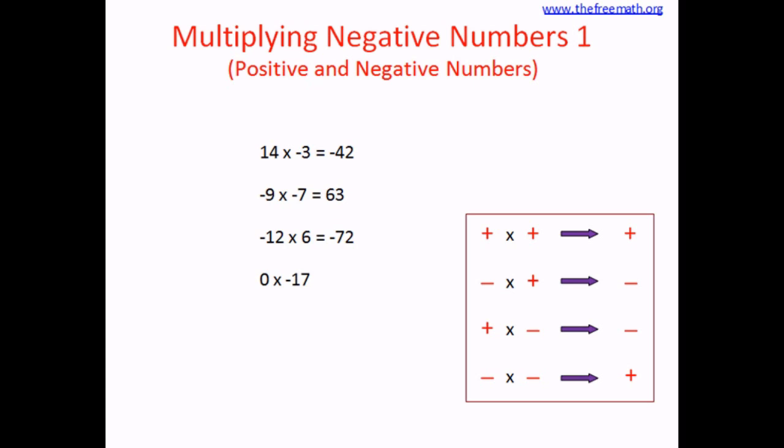0 multiplied by negative 17. 0 multiplied by anything is 0, so the answer is 0. Remember, 0 is neither positive nor negative. 0 has no sign.